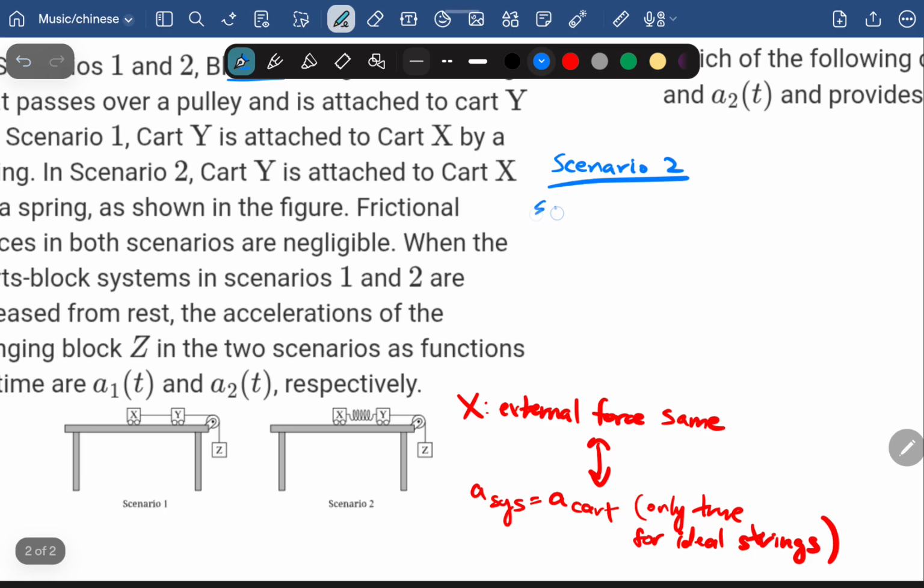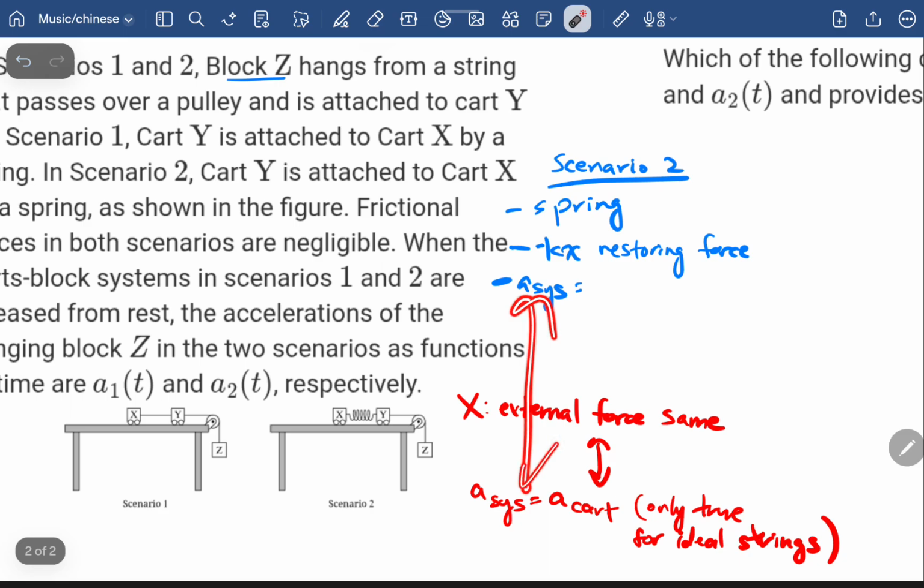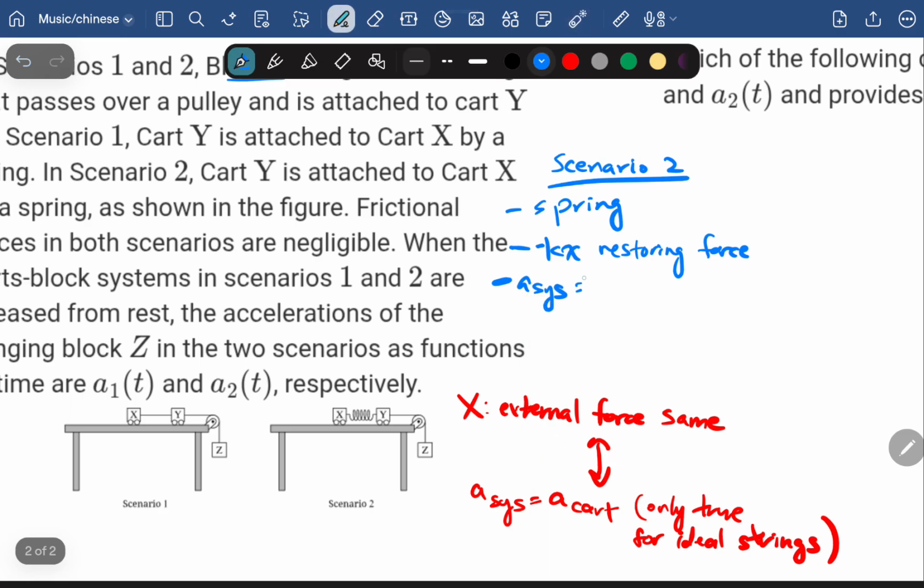So we have a spring, right? When we suggest a spring, what do we think of? Well, we think of Hooke's law, right? F equals kx. Negative kx, restoring force. The important thing to note is here, even though these two accelerations of systems are the same, this acceleration of the system is not necessarily equivalent to the acceleration of each cart.